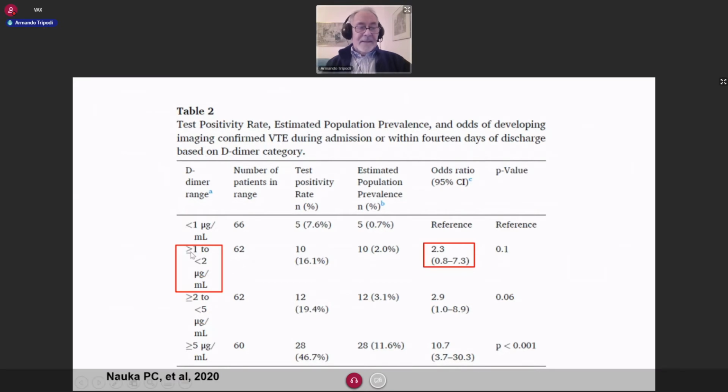And as you can see here, the group of patients who had D-dimer more than 1 but less than 2 micrograms per ml had an odds ratio for VTE which was 2.3 and was not statistically significant, as you can see here. But those patients with a D-dimer more than 2 but less than 5 had an odds ratio for VTE which was close to 3, as you can see here, and was statistically significant. And finally, those patients with elevated levels of D-dimer amounting to more than 5 micrograms per ml had an odds ratio for VTE which was close to 11 and was statistically significant.